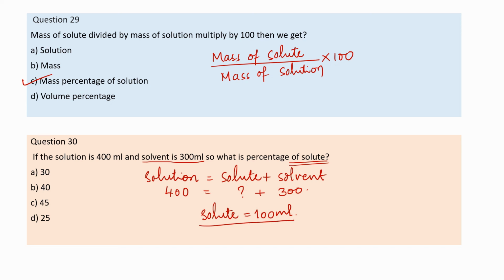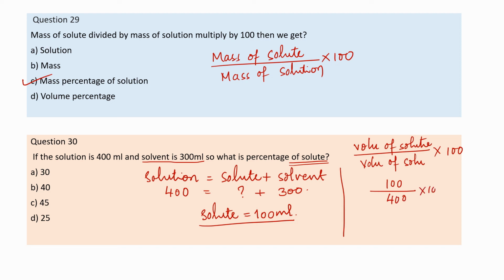Now we have the amount of solute. We have to find out the percentage of the solute. How to find that? We can find it via this formula: volume of solute divided by volume of solution, multiplied by 100, because we are finding the percentage of solute. Now we know that the volume of solute is 100, the volume of solution is 400, and it is multiplied by 100. So these two zeros I can cancel out. 25 fours are 100. So 25 will be the answer for this question. So 25 is the correct option.